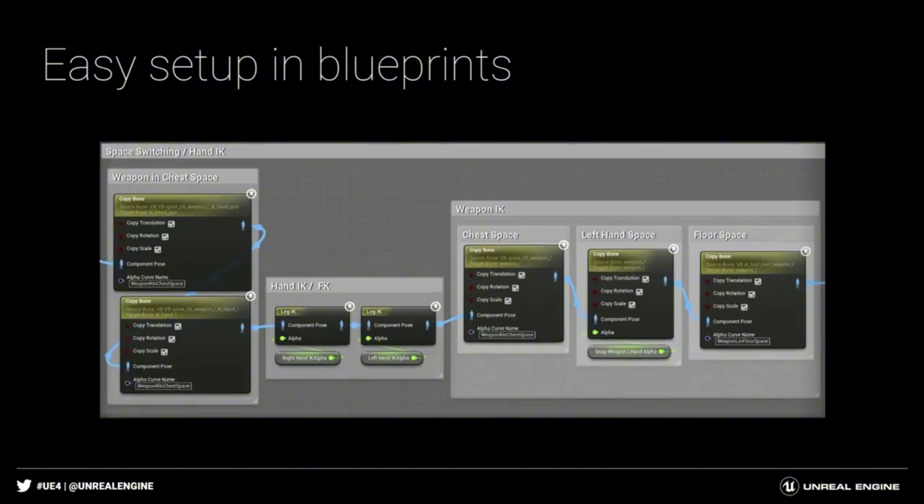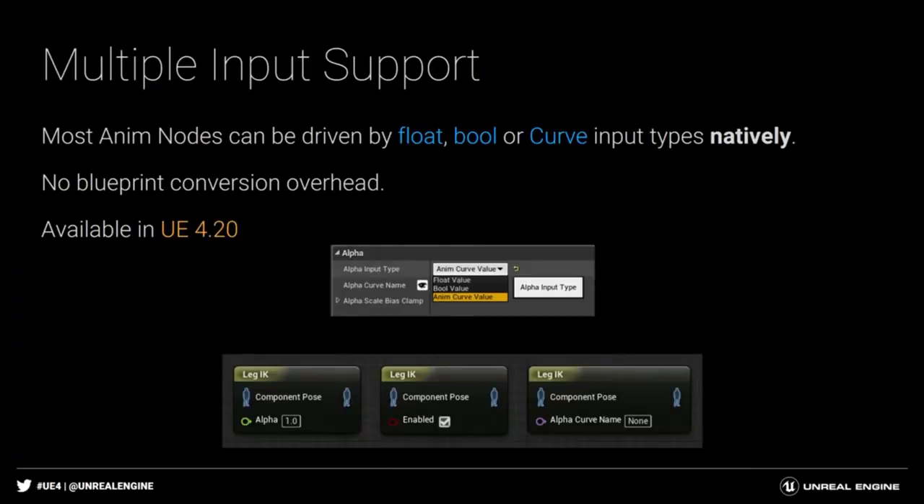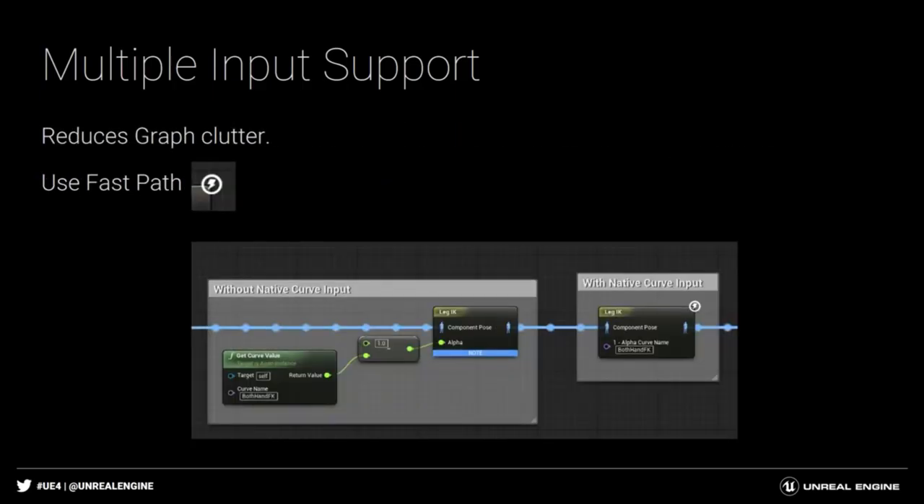And this again just shows how powerful animation blueprints are, and blueprints in general, because content creators are very flexible in what behavior they're running in animation blueprints. So as of 4.20, you are now able to run animation nodes natively driven by float, bool, or curve values. And that means it removes the overhead from converting or fetching data in blueprints. And this is an example of it.